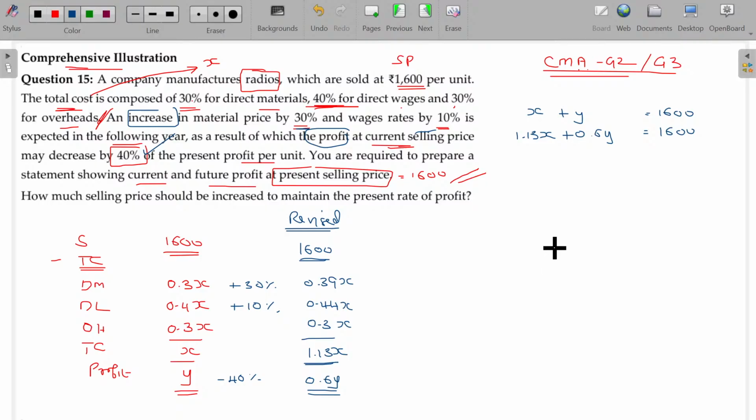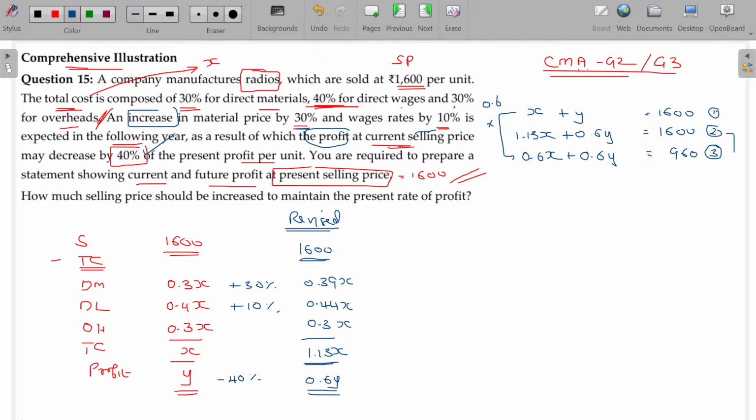What can I do? I can simply multiply with 0.6. If I multiply this with 0.6, I can simply cancel the equations, equation 1 and equation 2. If I multiply 0.6 with this, so 0.6x plus 0.6y is equal to 960, am I right? Equation number 3 being 960, which is 1600 into 0.6. I multiply 0.6 with equation number 1.